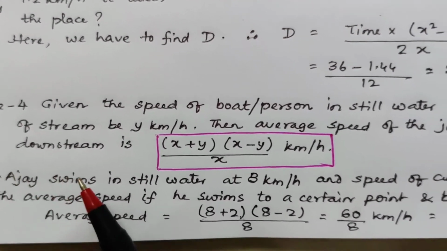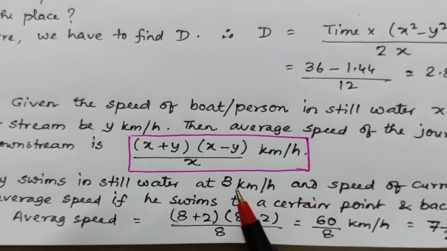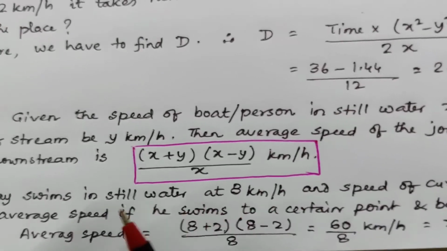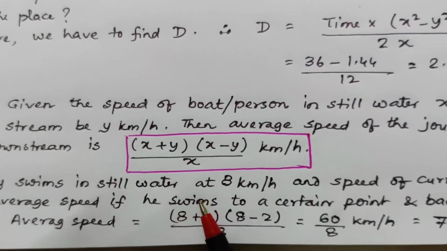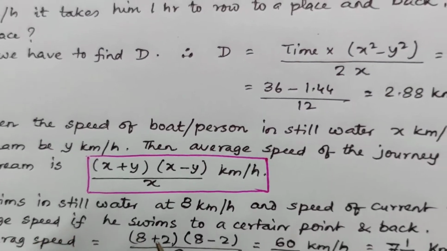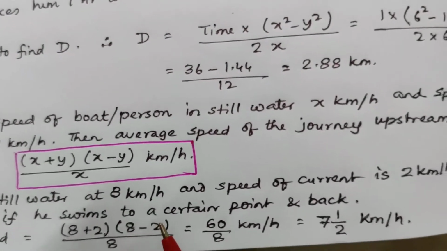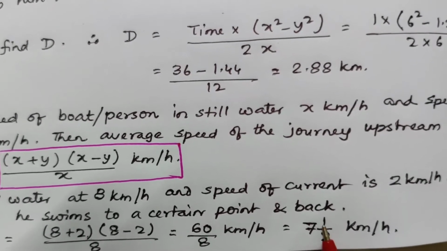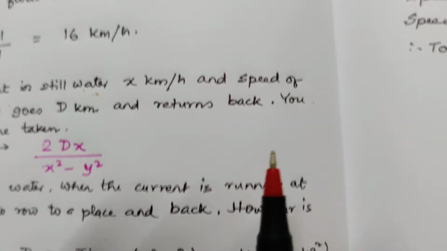Here is an example. Ajay swims in still water at 8 km per hour and the speed of the current is 2 km per hour. Find the average speed if he swims to a certain point and back. So the average speed is (8 plus 2) into (8 minus 2) by 8, that is 60 by 8, which is equal to 7.5 km per hour.